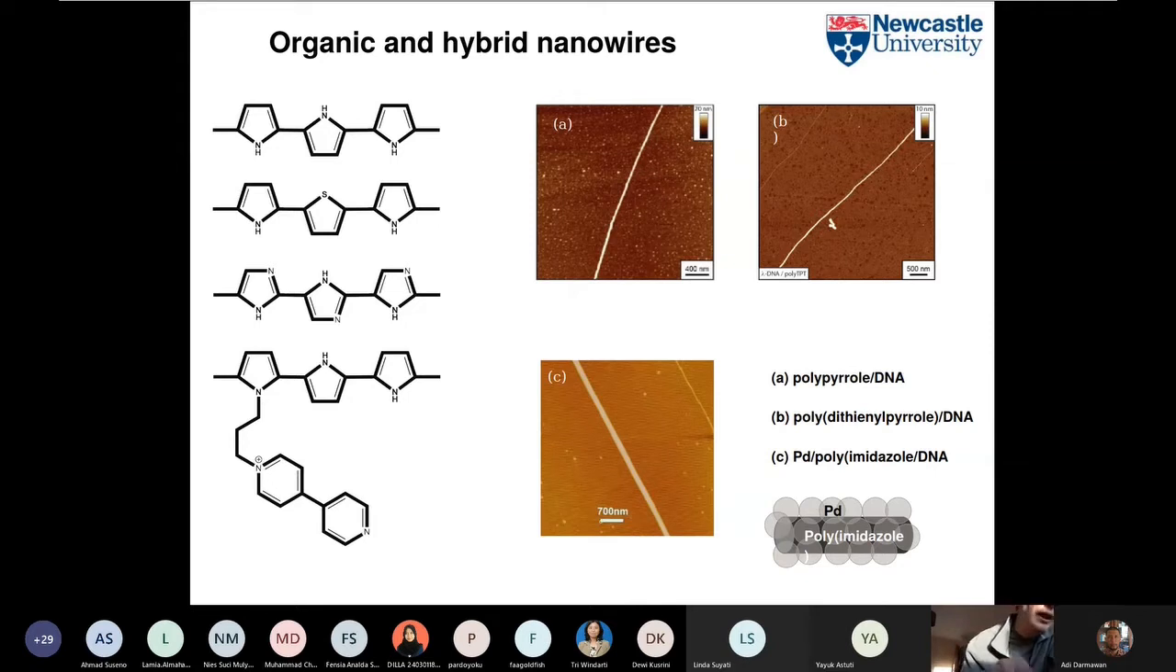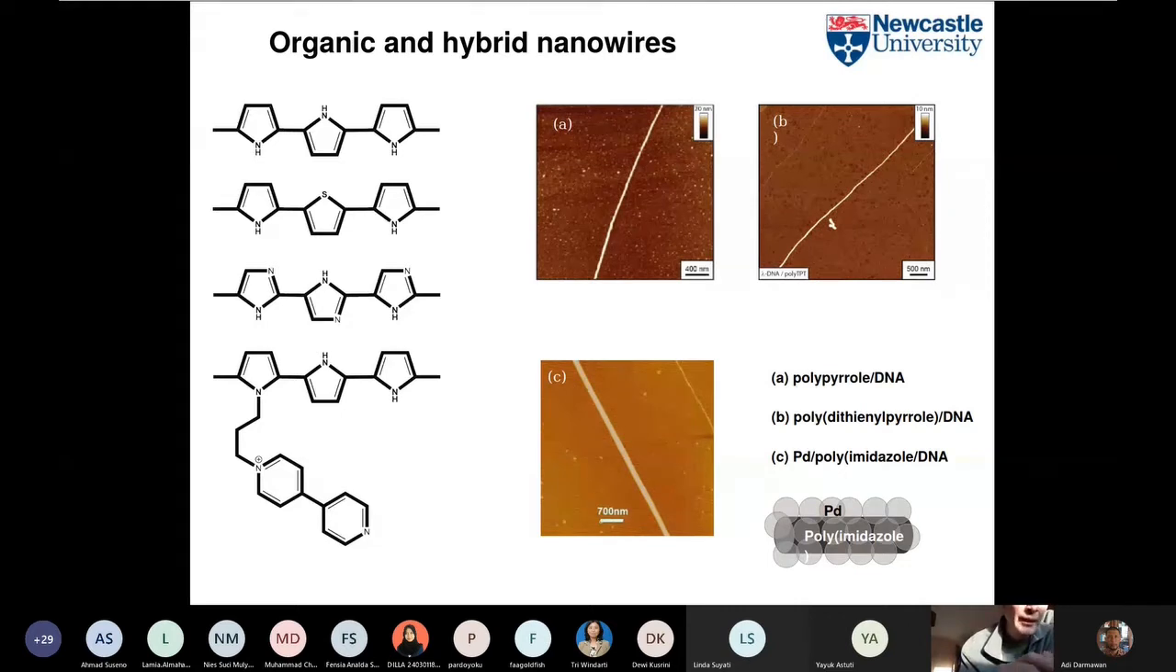And you can make a whole range of different organic polymers. And the example at the bottom is a pyrrole, where a certain number of the nitrogen atoms of the pyrrole units have been derivatized by a ligand. In this example, a bipyridyl ligand, and that can be used to bind metals. And we find that actually we can make hybrids.